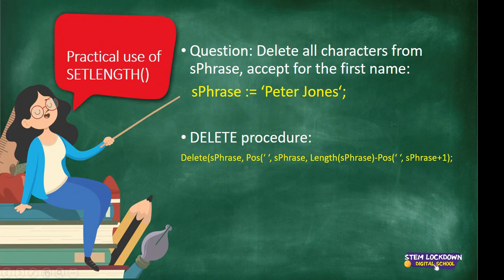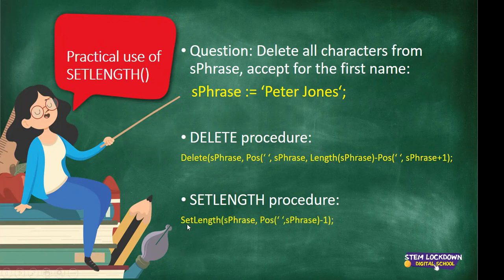Now, if we use the SetLength procedure to do exactly the same, we could just simply say SetLength of sPhrase, and then what's the new length? Now we simply say, okay, Pos: find the position of the space in sPhrase. We know that is 6, minus 1. So it would take 1, 2, 3, 4, 5, 6 minus 1, and that's the new length, and it cuts off the space in Jones, and you've got exactly the same outcome using a much easier way of doing it, if you can use SetLength.